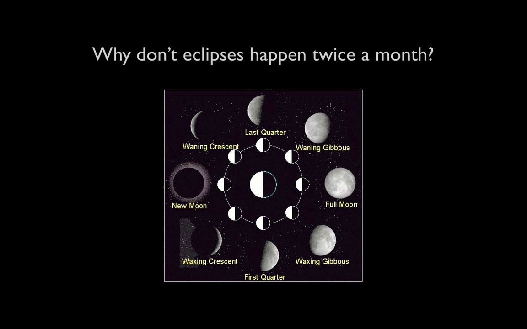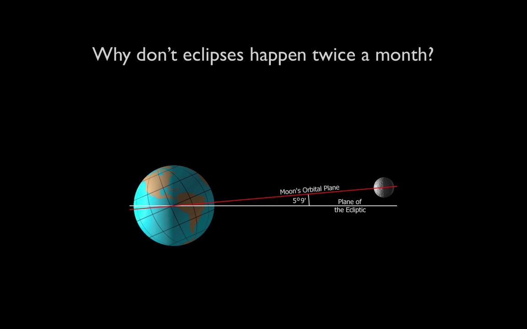The answer is they would, if the moon's orbit were perfectly aligned with the Earth's orbit around the sun. Instead, the moon's orbit is actually tilted by 5 degrees relative to the plane of the ecliptic, or the plane of the sun, which means that we only experience eclipses a couple of times a year when the two line up. Incidentally, that's where the name ecliptic comes from, the plane where eclipses can occur.